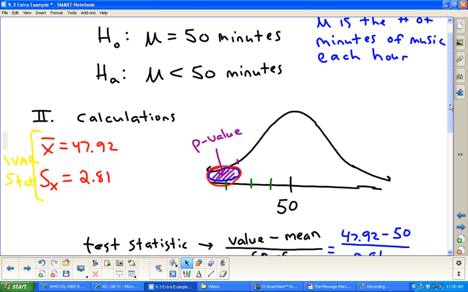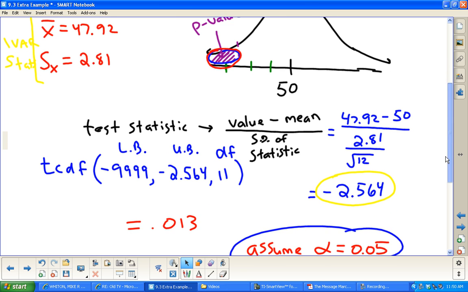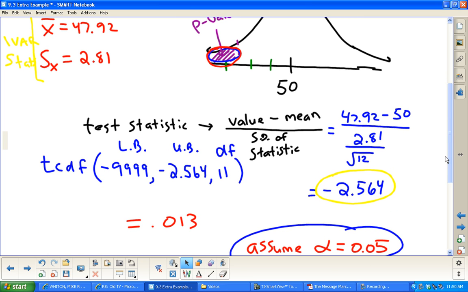Okay, but just a real quick recap of what we did. We assumed that the mean is really 50, like the null hypothesis said. We draw our curve based on that. Doing this by hand, you have to go ahead and find the test statistic manually, which is like finding a z-score, which is this formula here, value minus mean, and you can see the work done over here. And that is necessary to enter in as the upper bound for your TCDF. That would be the t-value of your actual sample. Okay, so the calculator can do this step for you.